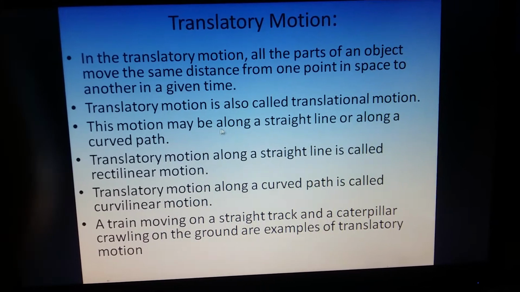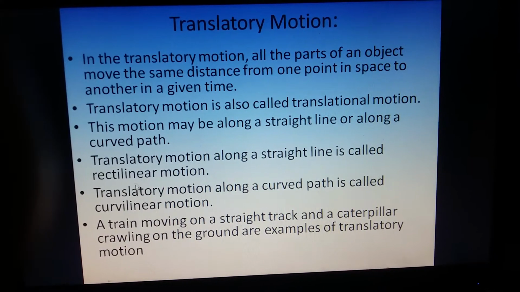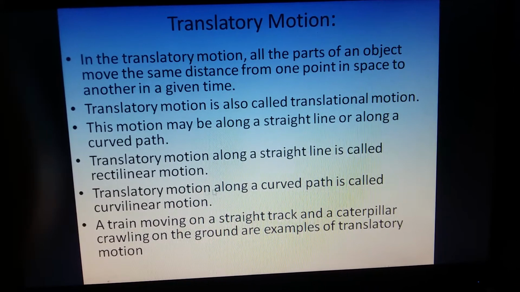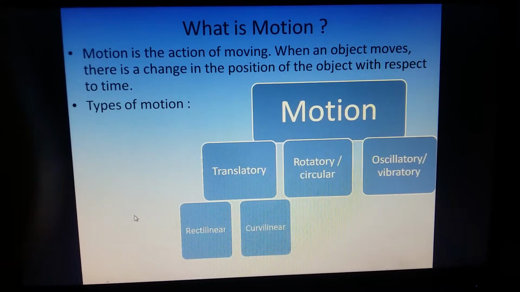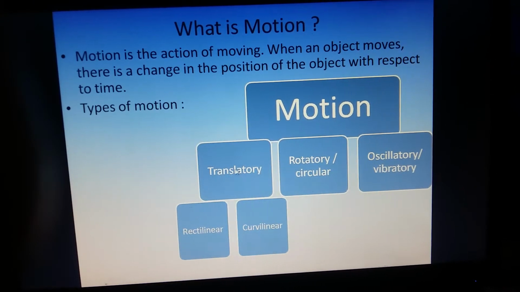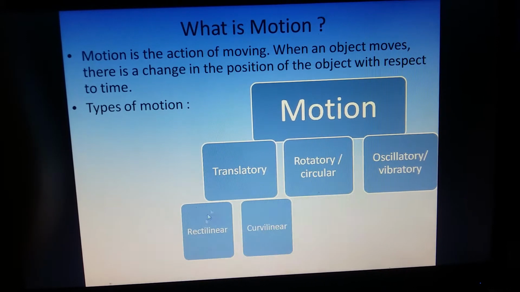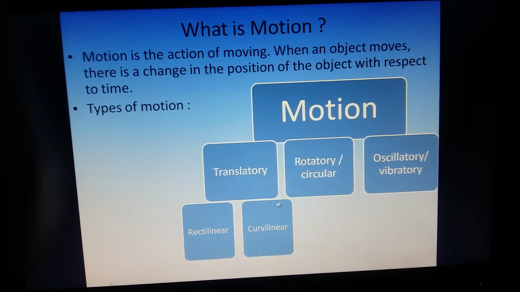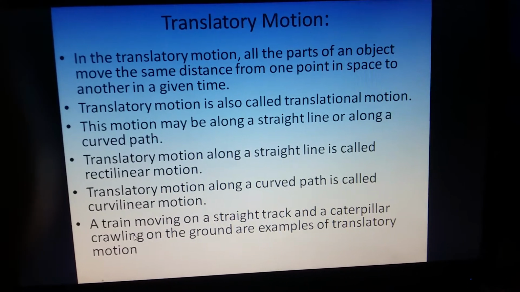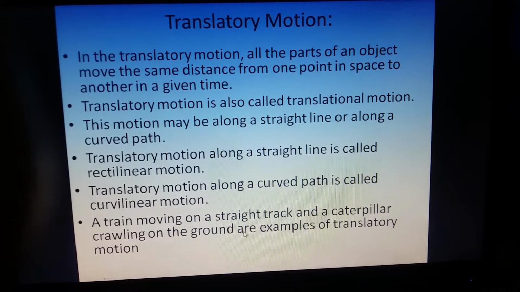Now when this motion is along a straight line, it is called rectilinear, and when this translatory motion is along a curved path, this is called curvilinear motion. So translatory motion is when all the parts of a body are moving in the same direction. When it is moving in a straight line, it is rectilinear, and when it is moving over a curved path, that is called curvilinear. What are the examples? Train moving on a track, caterpillar crawling on the ground are the translatory motions.